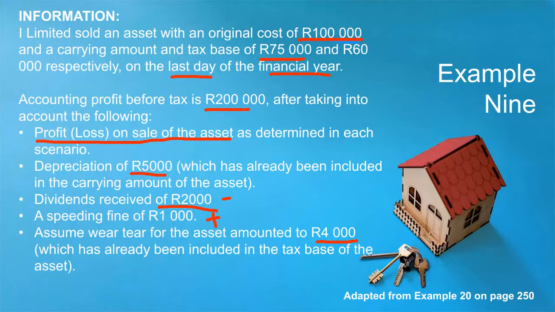How are we going to do that? We're going to subtract the wear and tear, right? So we add back depreciation, we subtract the wear and tear. What we are in effect doing is removing the accounting treatment and replacing it with the tax treatment, right? So that's what we're going to do.